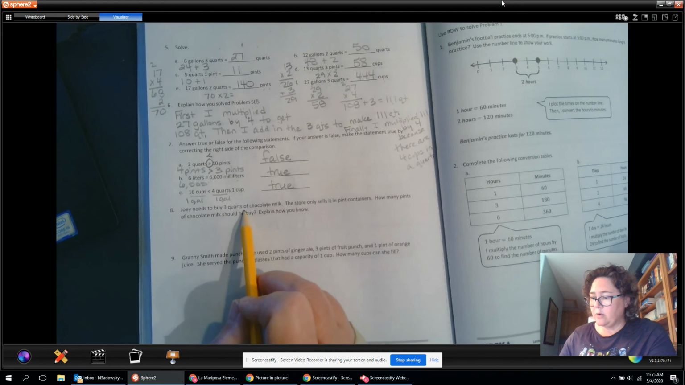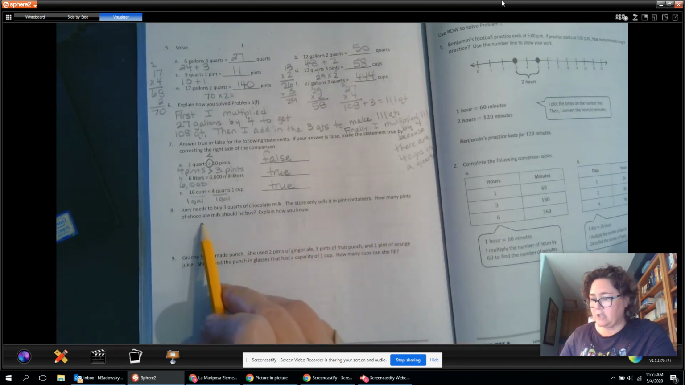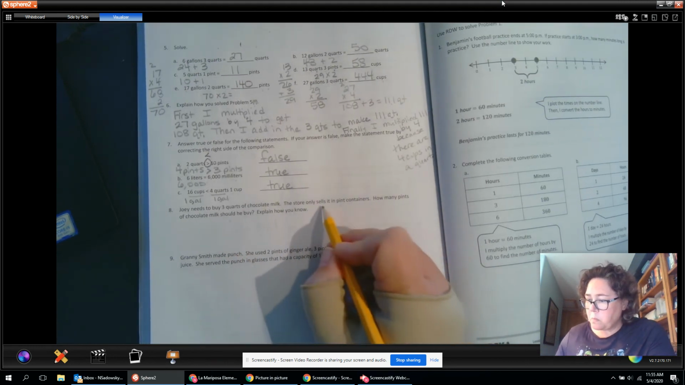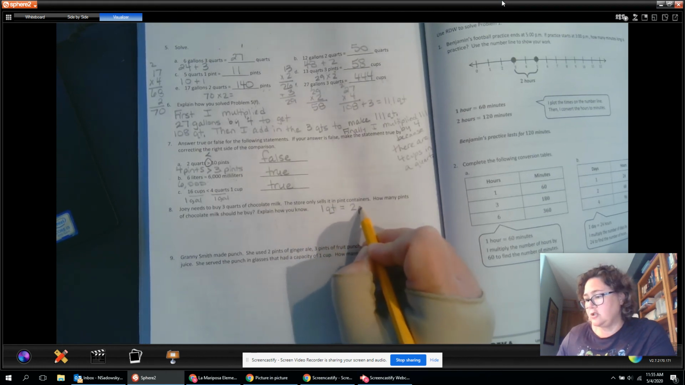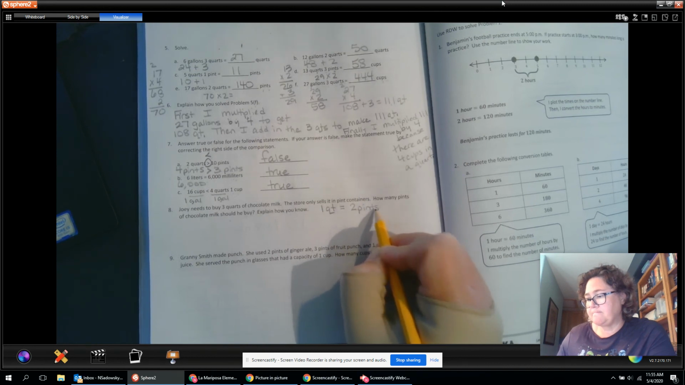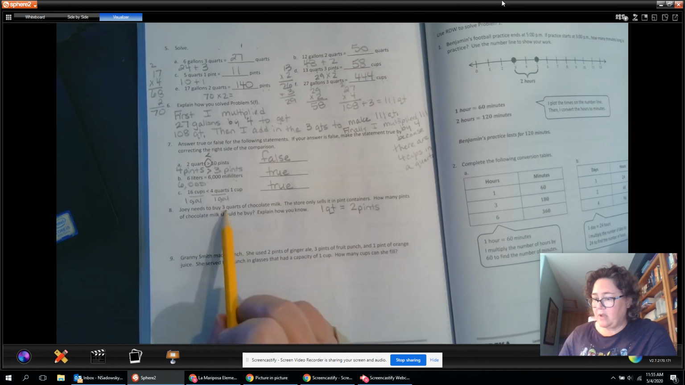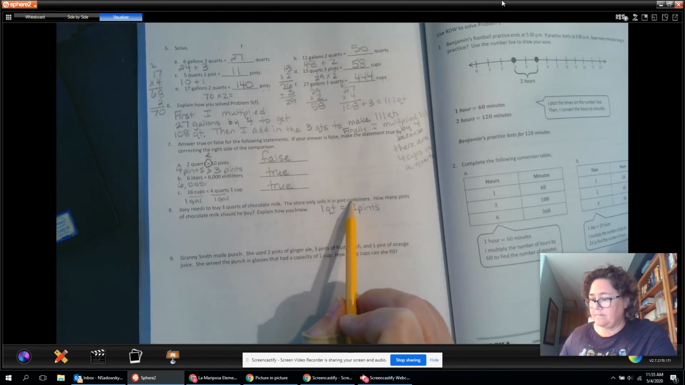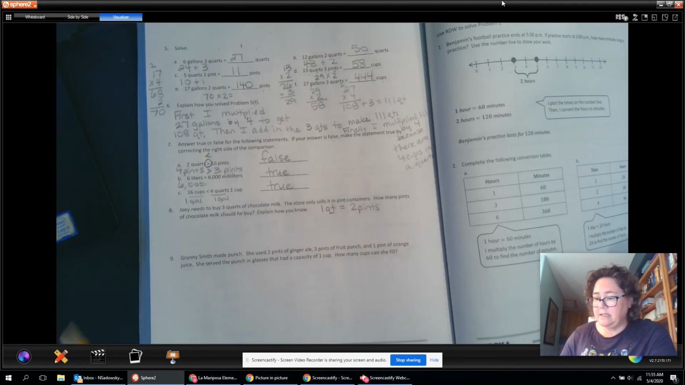Joey needs to buy 3 quarts of chocolate milk. The store only sells it in pint containers. How many pints of chocolate milk should he buy? Explain how you know. Well, 1 quart is the same as 2 pints. That is the conversion. So if they only sell it by pints and you need 3 quarts, 3 times 2 will tell us how many pints to buy.